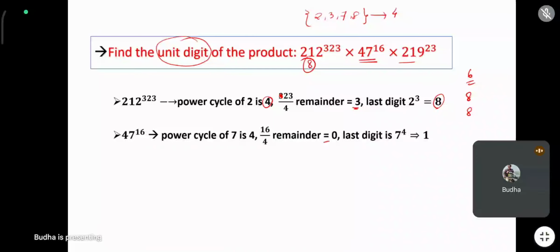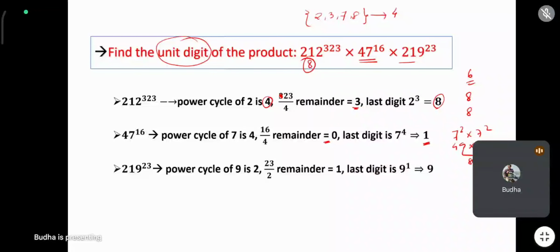Okay, remainder 0. You remember, for 0 you will have to be very careful. 0 means the cycle ends. You do not put 0 here, okay? So 7 to the power 4, which is 1. Now you will ask how to find out 7 to the power 4. As simple as that. 7 to the power 4 means 7 square into 7 square, which is 49 into 49. So 9 into 9, 81.